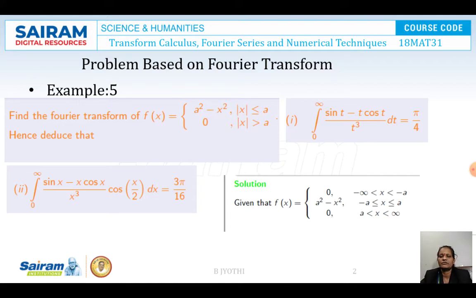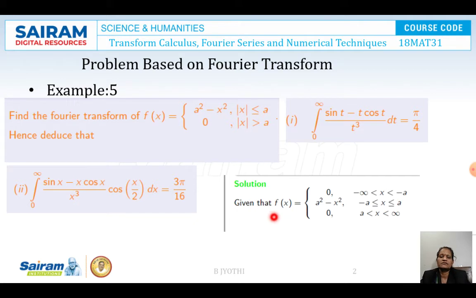Find the Fourier transform of f(x) = a² − x² when |x| ≤ a, and 0 when |x| > a. We need to deduce that the integral of (sin t − t cos t)/t³ dt equals π/4, and the second deduction is the integral of (sin x − x cos x)/x³ · cos(x/2) dx equals 3π/16. This is a very important problem.